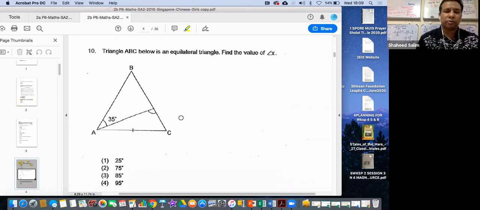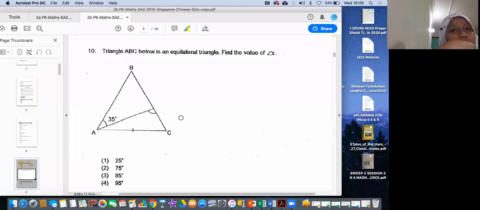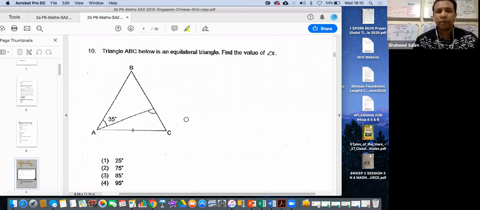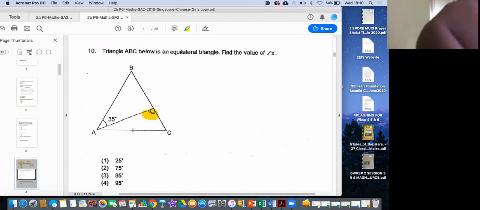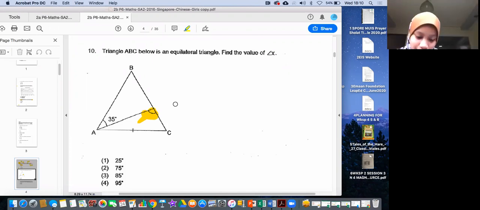Zahira, what's equilateral triangle? Equilateral triangle, what is it? All sides are equal. All angles. Which one angles X? Find it. Okay, let's say angle X is this. Okay. Thank you for asking. Mr. Shaheed, my answer is 4. Answer is 4.